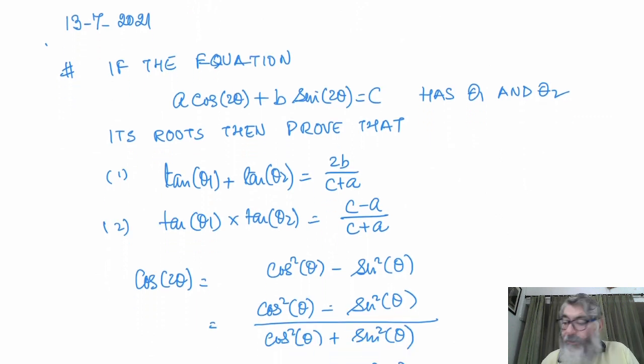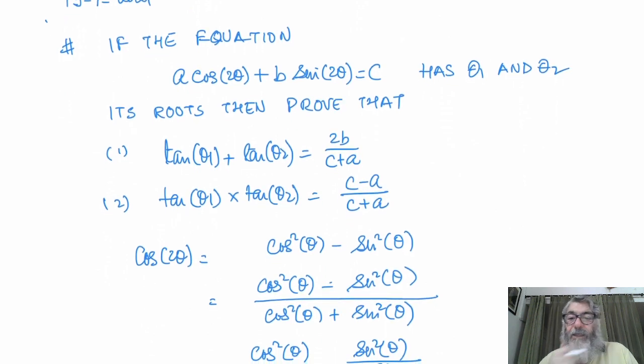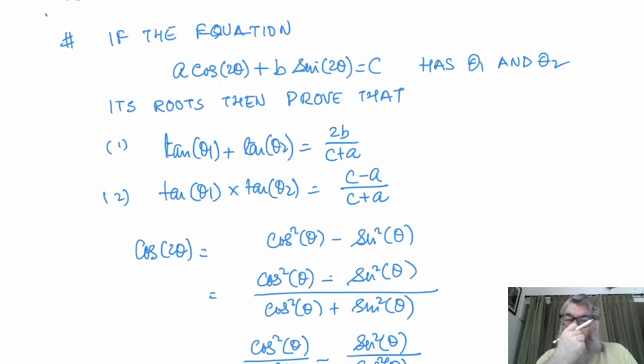Then I divided the expression by cos square theta plus sin square theta, which is equal to dividing an expression by 1, because sin square theta plus cos square theta is simply 1. So I divided it by 1. So it doesn't make any difference to the expression.